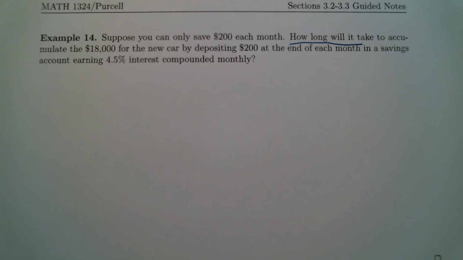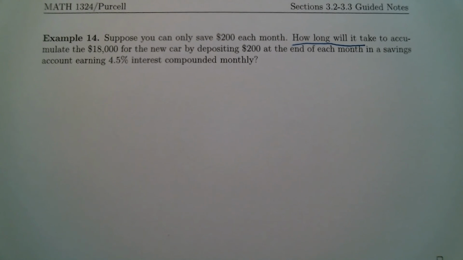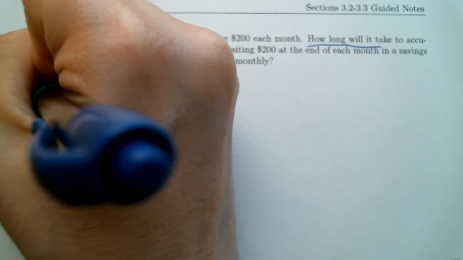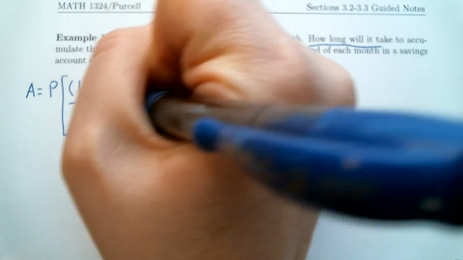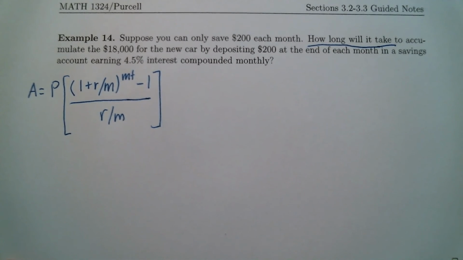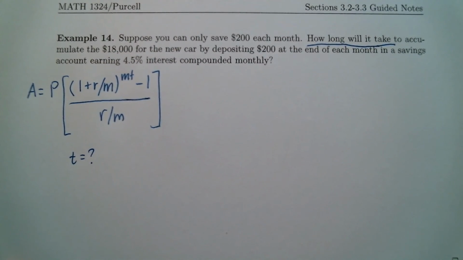Okay, so you are saving money. You're saving $200 each month. It's regular deposits, which makes it an annuity. So you're going to use your future value of an annuity formula here. Let's go ahead and write that down. And we know, since we read this little phrase, how long will it take, we are looking for the time value. So we should know everything else.